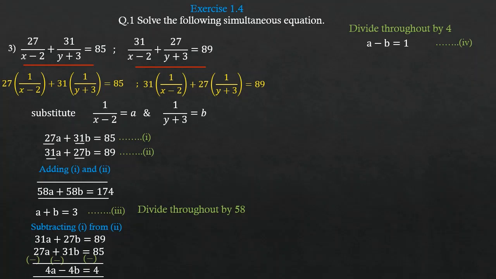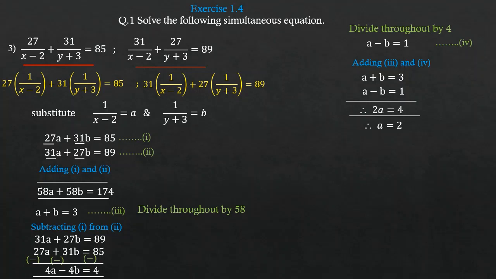Now after adding we are getting one equation, which is our equation number 3. After subtracting we are getting one more equation, which is equation number 4. Now we do addition of these two equations, that is a plus b equal to 3 and a minus b is equal to 1. So when we add, plus b minus b will cancel, giving you 2a equal to 4. And if we divide 2 on the right hand side, we get a is equal to 2.